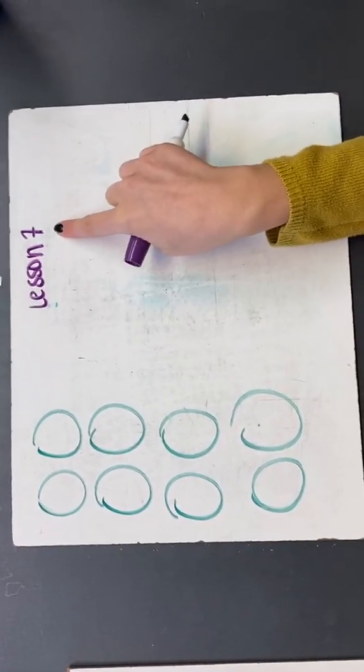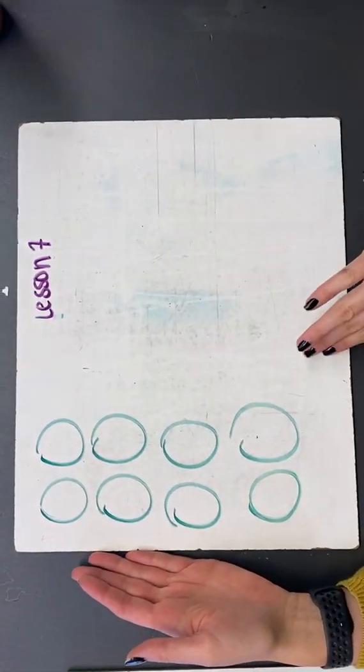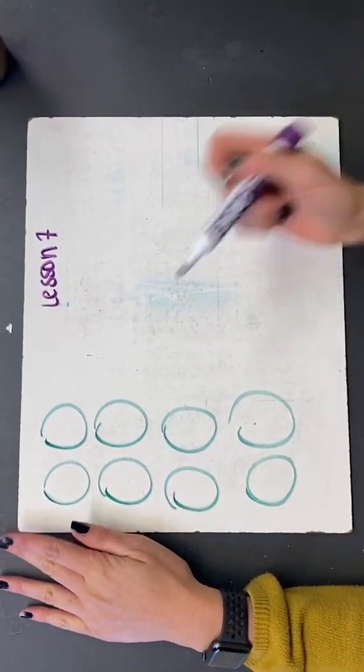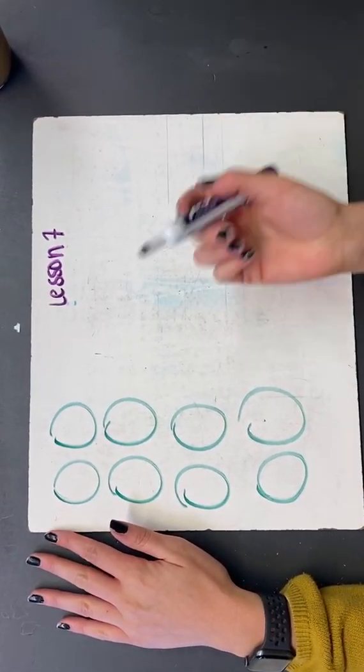Today is lesson 7. Today's going to be a little different video. It's going to be me filming it just on the whiteboard. So as we can see, we have an array here. Now we're going to start with making our 2 multiplication sentences.